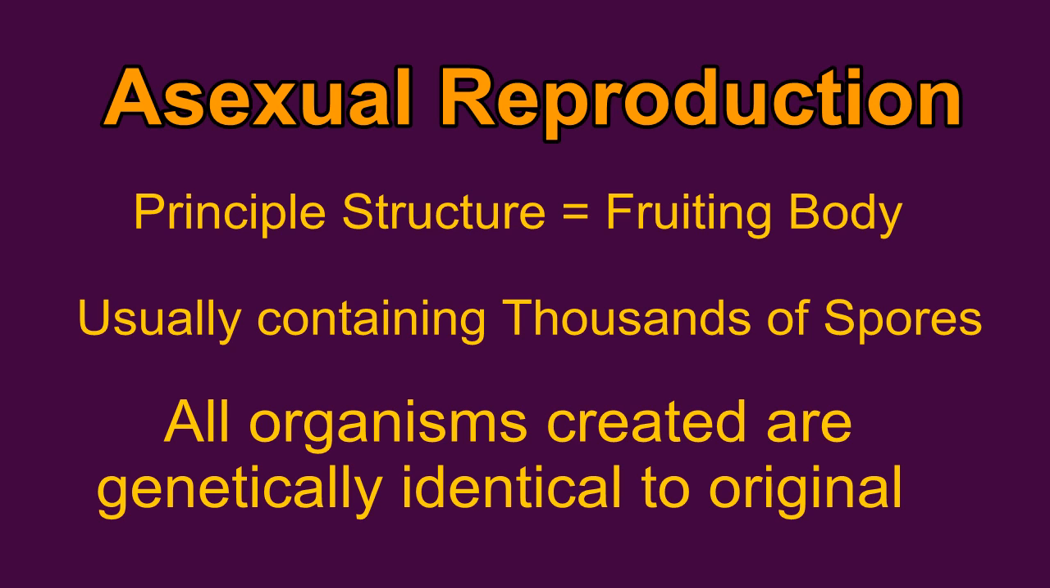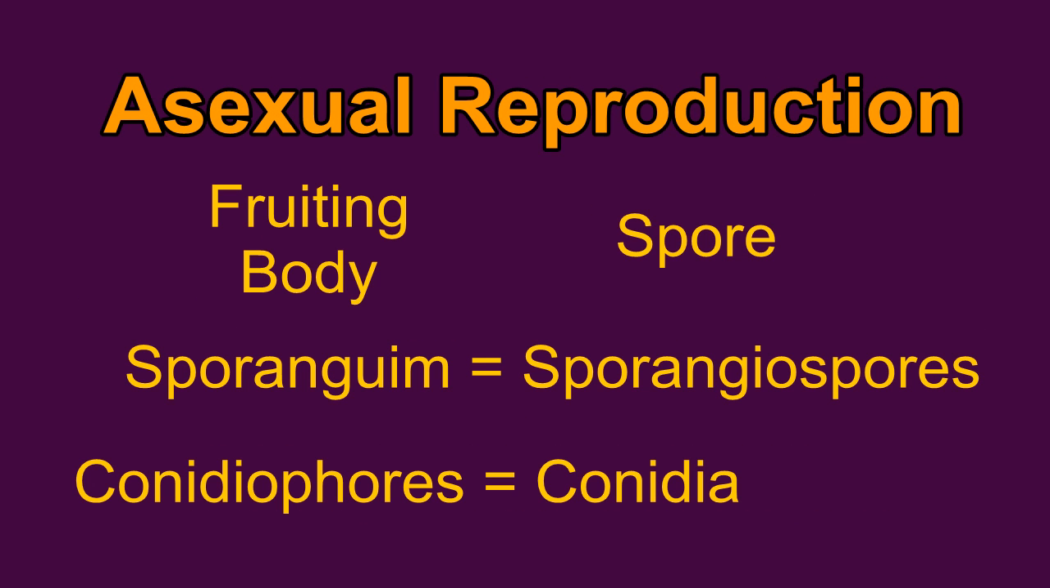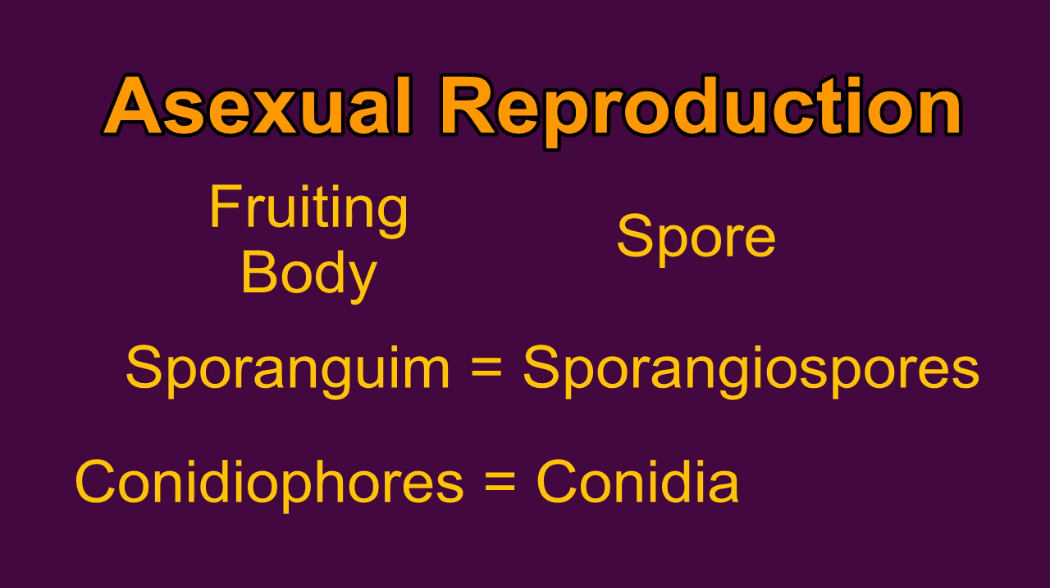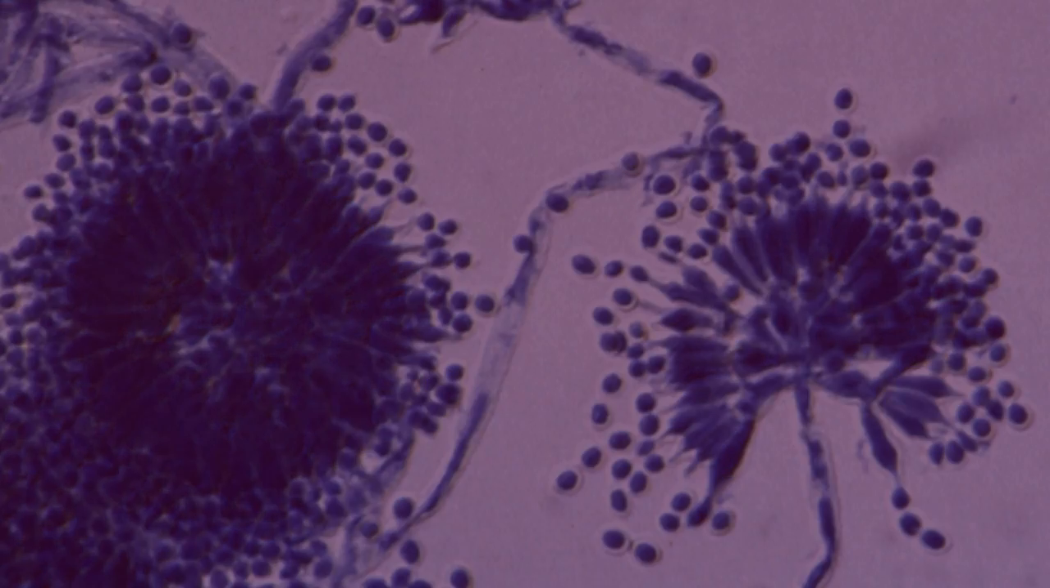This structure usually contains thousands of spores, all resulting from mitotic divisions of a single cell and therefore genetically identical. In some fungi, for example Rhizopus or bread mould, the spores develop in a structure called a sporangium. The spores are called sporangiospores. In other fungi, the spores develop on supportive structures called conidiophores, and the spores are called conidia, from the Greek konidios, meaning dust. An example of a fungus that uses this method is Penicillium.